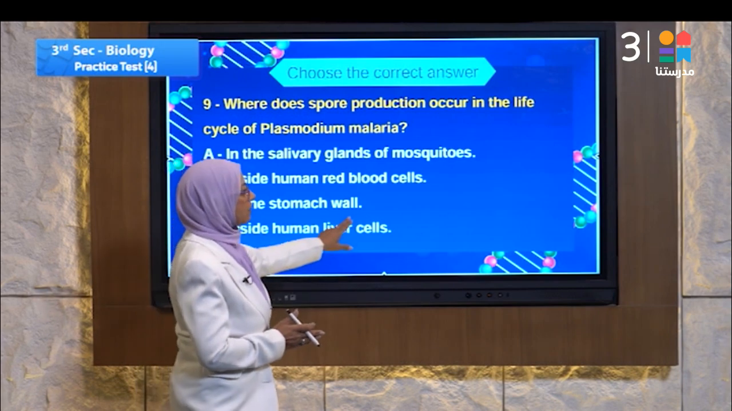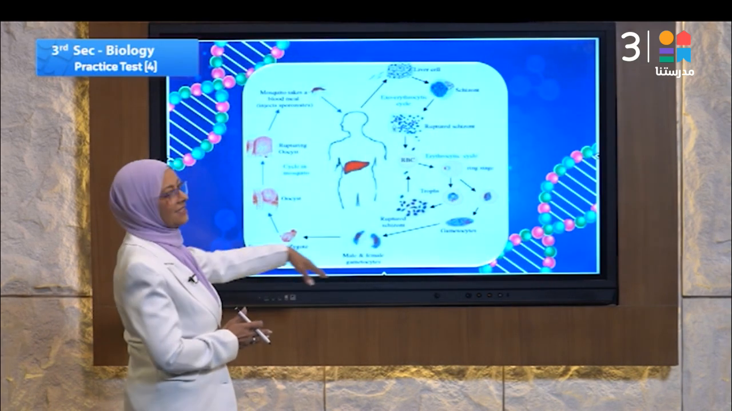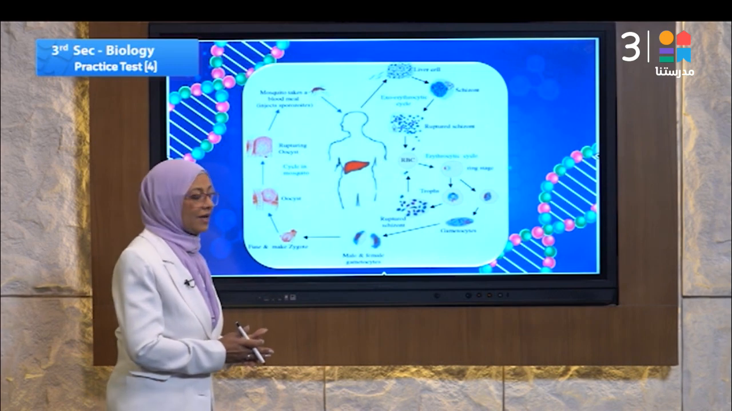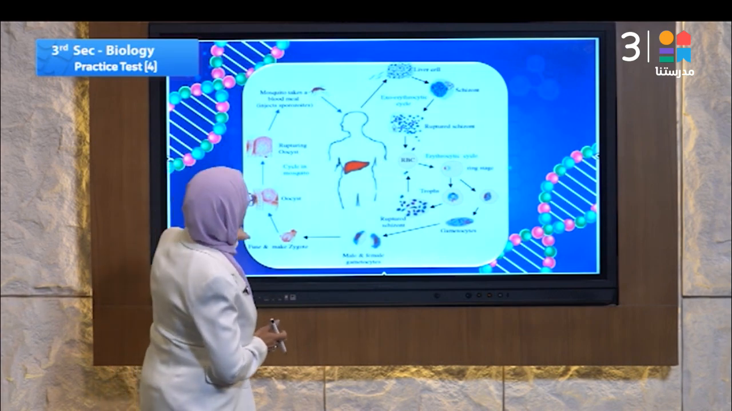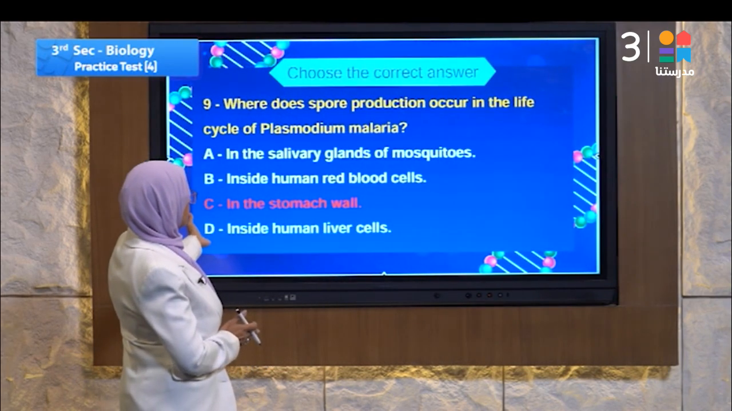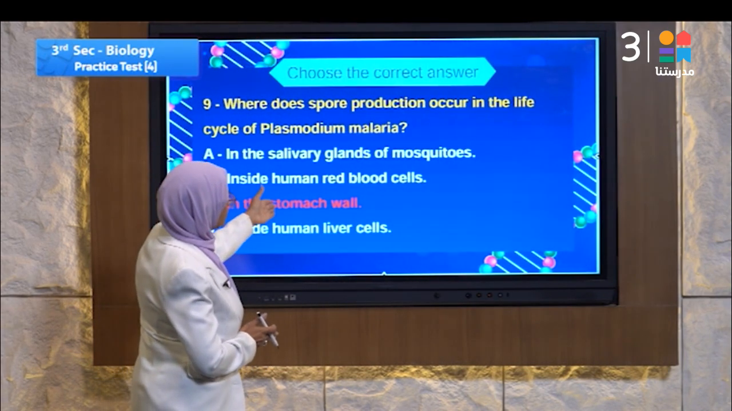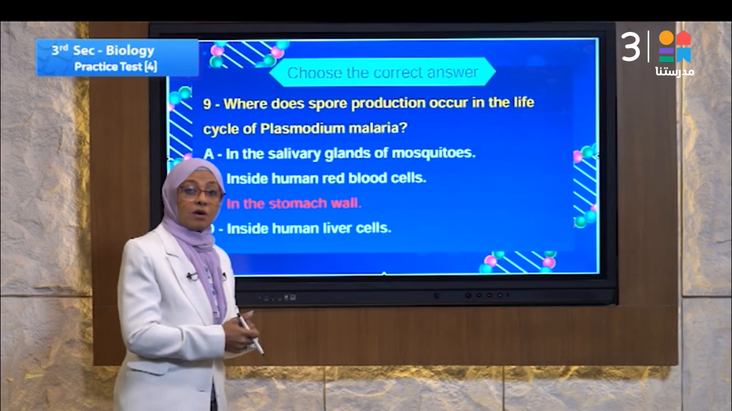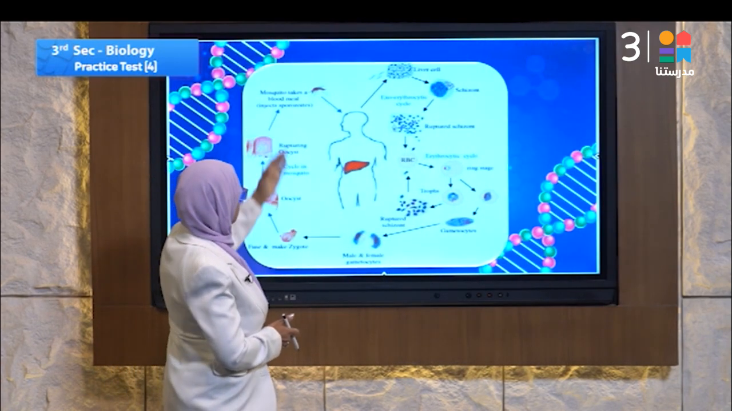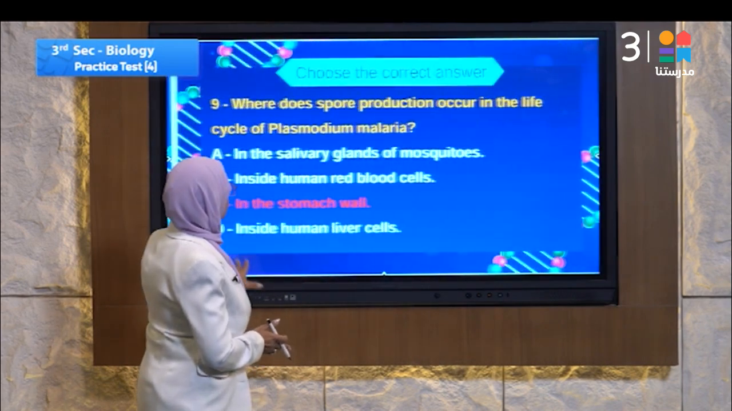Where are the spores found? This is the life cycle of Plasmodium malaria. The spores are found inside the stomach wall of the mosquito. In the stomach wall of the mosquito, they will produce the spores.